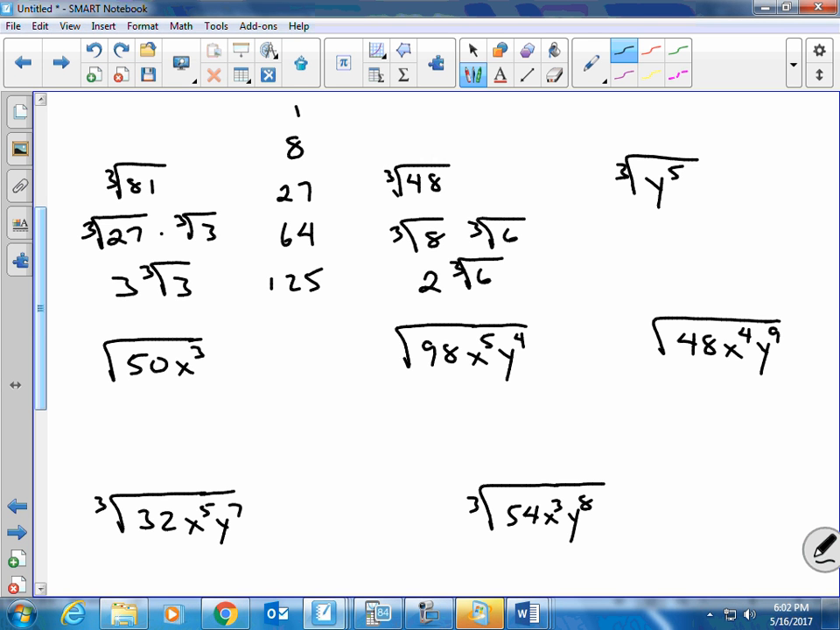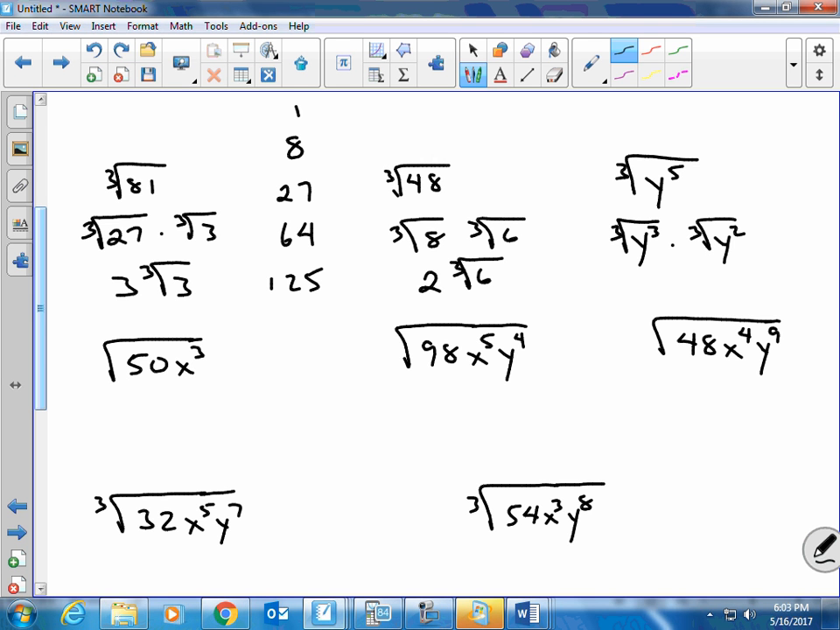All right, your turn. Y to the 5th. Try it. What perfect cube goes into y to the 5th? Y cubed is a perfect cube because y times y times y is y cubed. So what do I have to multiply y cubed times to get y to the 5th power? Well, I used up 3 y's. I now need 2 more because when I multiply, I add the exponents. So y to the 3rd times y to the 2nd gives me y to the 5th.